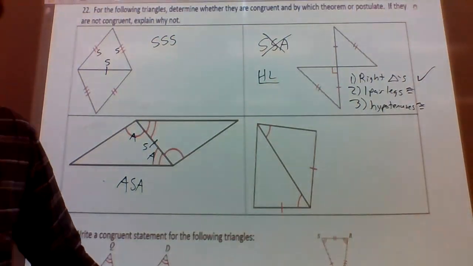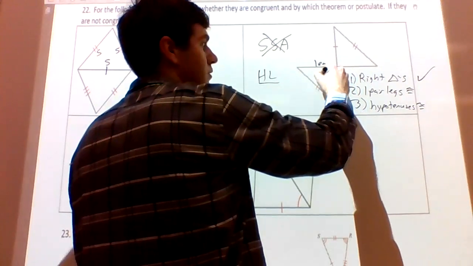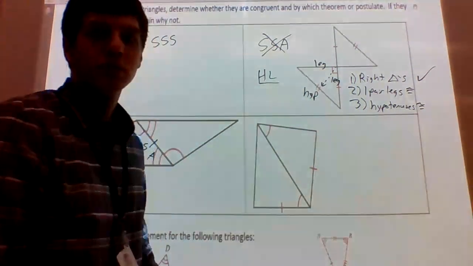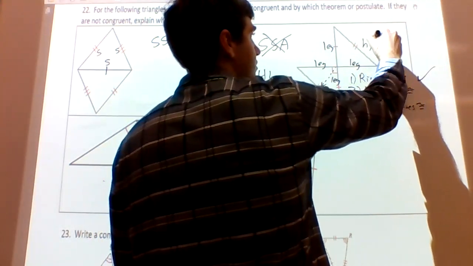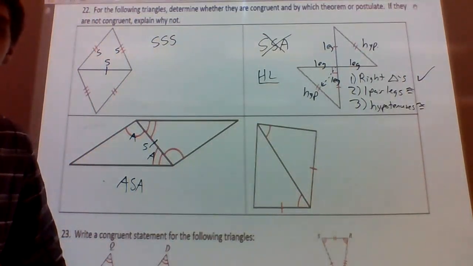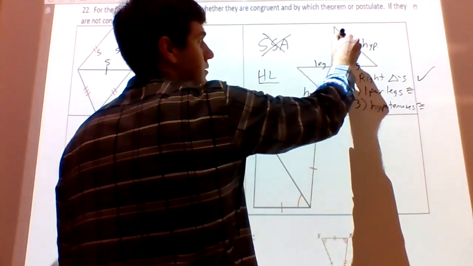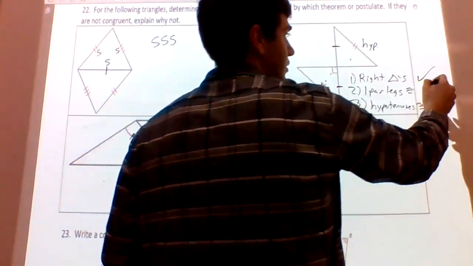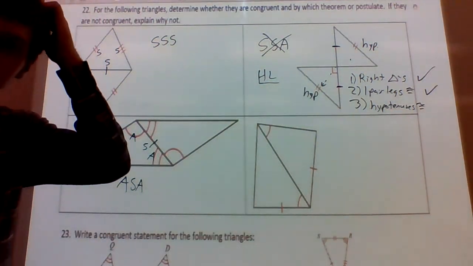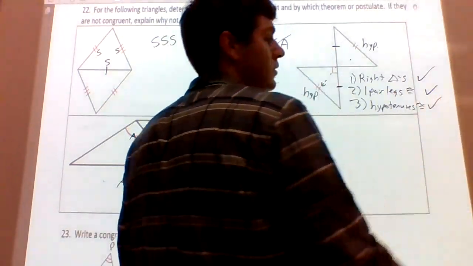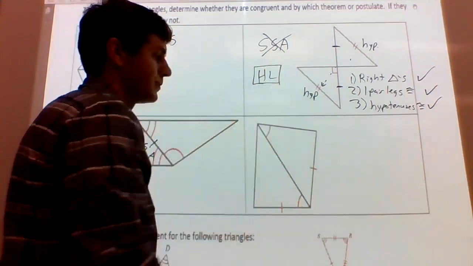Okay, do we have a pair of legs? Well, yes. So again, this is a leg, this is a leg, and the side opposite the right angle is the hypotenuse. So leg, leg, hypotenuse. We don't need both sets of legs. We only need one set of legs to be congruent. And the dash mark tells us that this set of legs is congruent. So that's good. Check. And then is our hypotenuse congruent? Yes, they are. The sides opposite the right angles are congruent. So we have all three qualities checked off, so we can use hypotenuse leg as our answer.